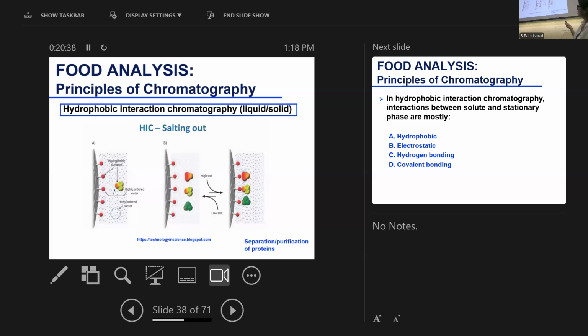And another thing that you can see here in the picture, the most hydrophobic protein on the surface will interact the most, get retained the most, and the least hydrophobic will interact less and will elute first. Because it's hydrophobic interaction, the most hydrophobic will interact the most, and the least hydrophobic will interact the least. So the first protein leaving the column would be the least hydrophobic. Any questions there? Okay.